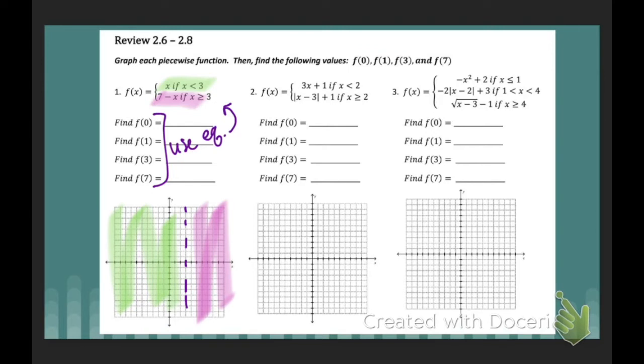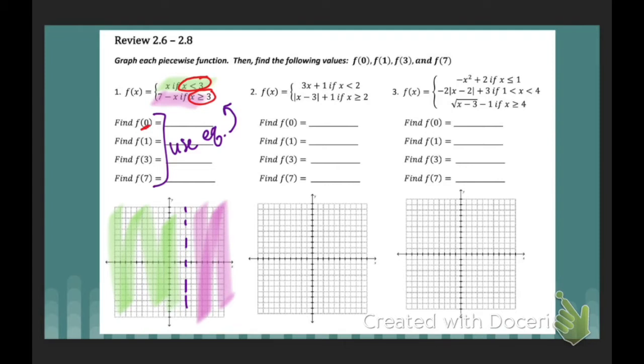You can use the graph if you want to, but let's just use the equations for this because our graph may or may not have these points perfectly on them. Whenever we're using the equations, we're just taking what x equals, so whatever's in the parentheses here, and deciding should we use our green function or our pink function, depending on where 0 lies in our domain. Is it less than 3 or is it greater than or equal to 3? Whichever one it falls into, that's the function we're going to evaluate it at.